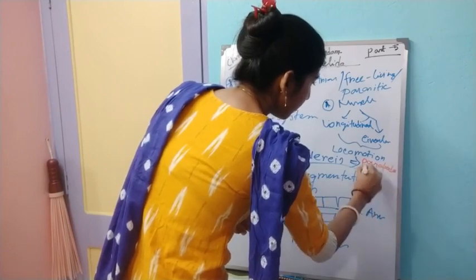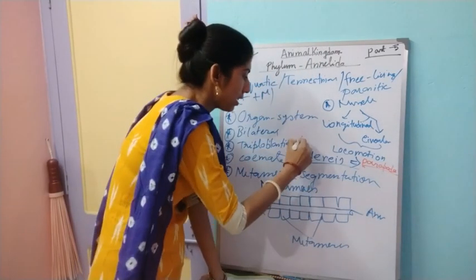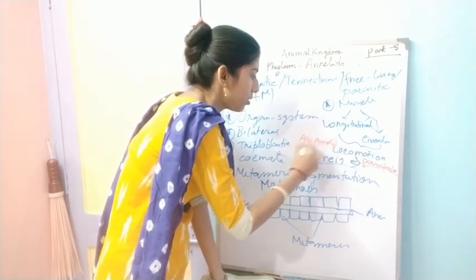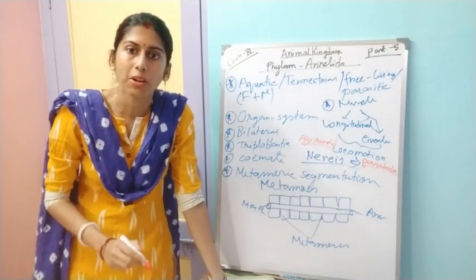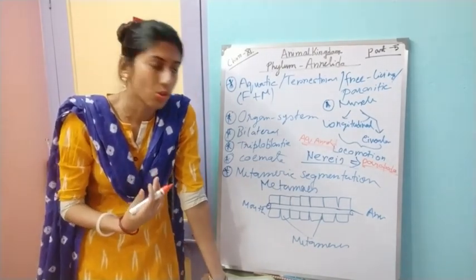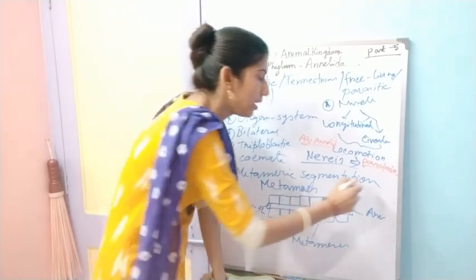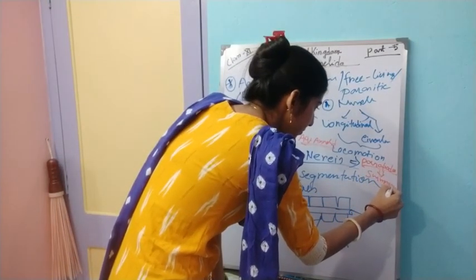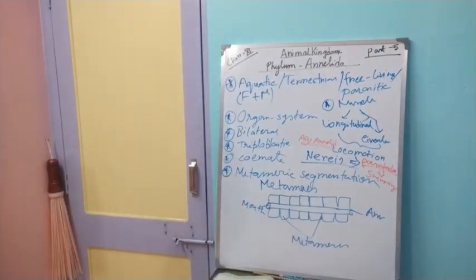Poda means leg. So Nereis is an aquatic annelid. You have to remember this point. Nereis is an aquatic annelid which has lateral appendages called parapodia, and with the help of parapodia it helps in swimming.